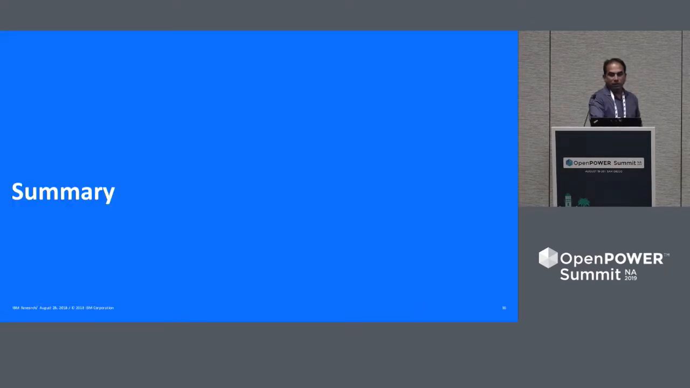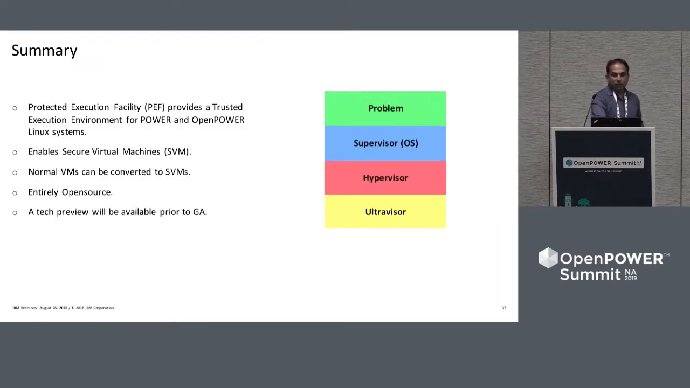And that brings us to the last slide over here. So this is the summary. The summary is that Protected Execution Facility, PEF, allows us to run a trusted execution environment on Power and OpenPOWER systems. This feature in the CPU helps us enable secure virtual machines. Normal virtual machines can be converted to be made secure virtual machines.